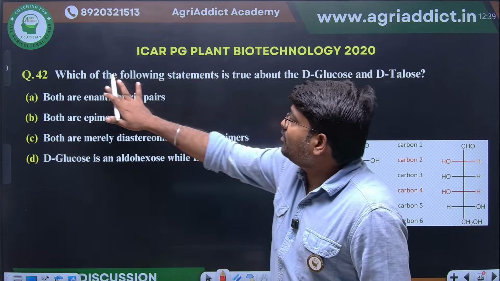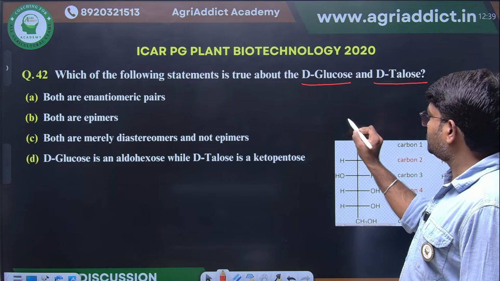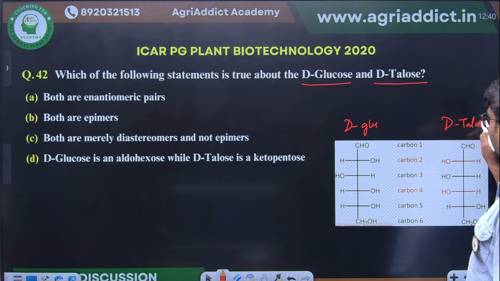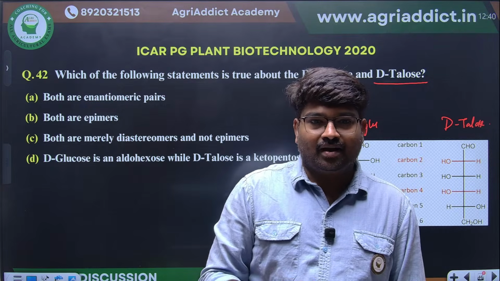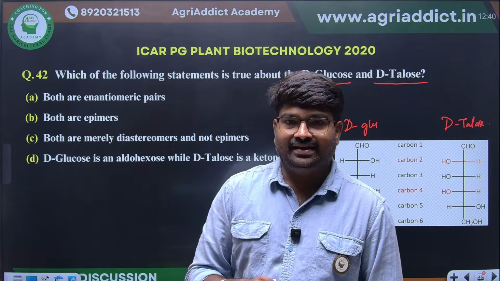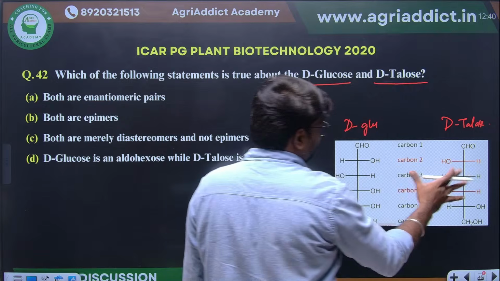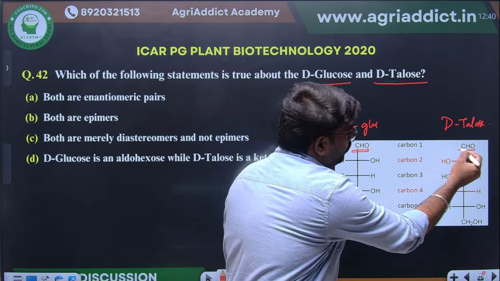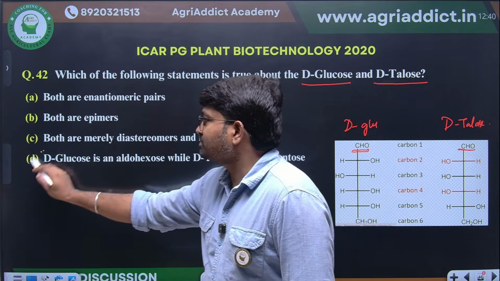Which of the following statements is true about D-glucose and D-talose? What is the answer? Whether it's an enantiomer pair, or an epimer pair, or merely diastereomers and not epimers, or D-glucose is aldose while D-talose is ketose. Yes, very good. If you see the structure of D-glucose and D-talose, both have an aldehyde group at carbon 1. So both are aldoses only. So this option will be wrong.